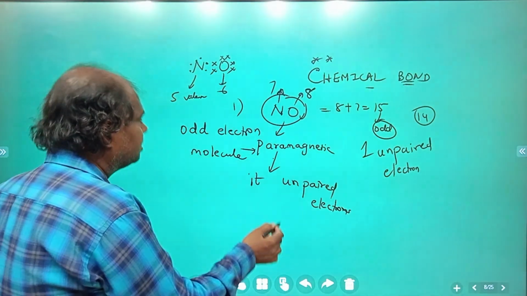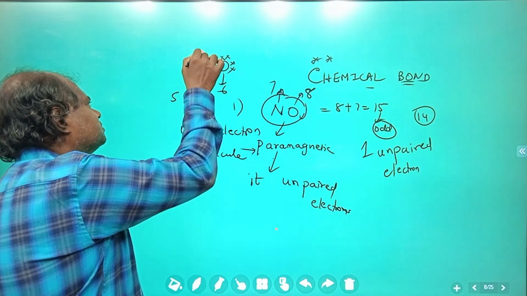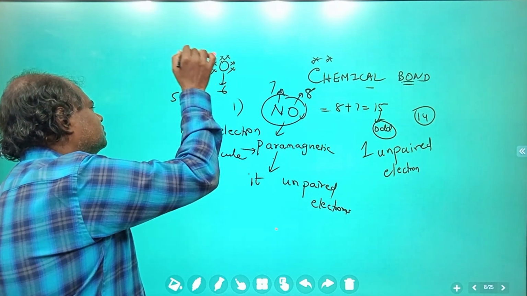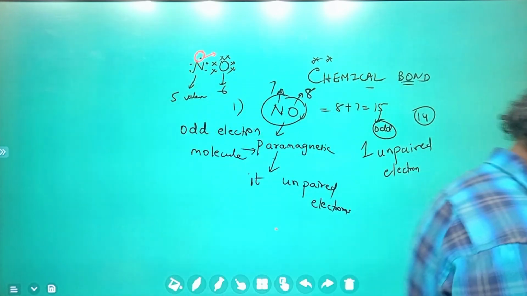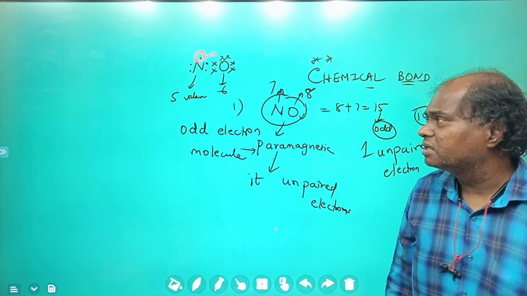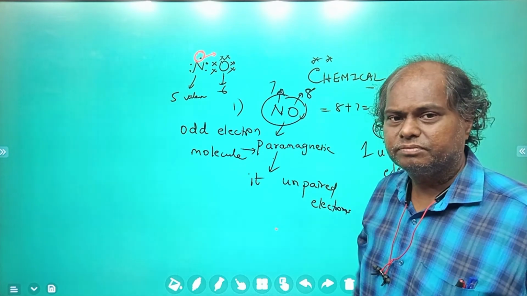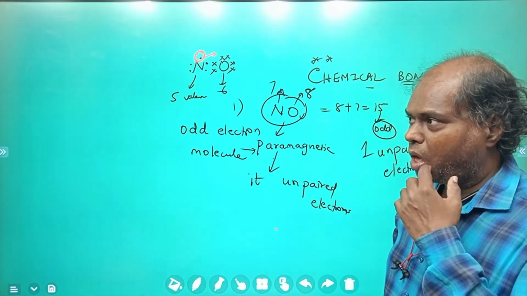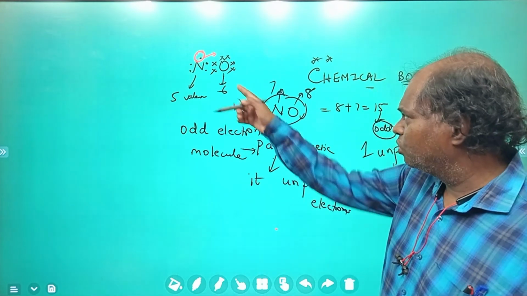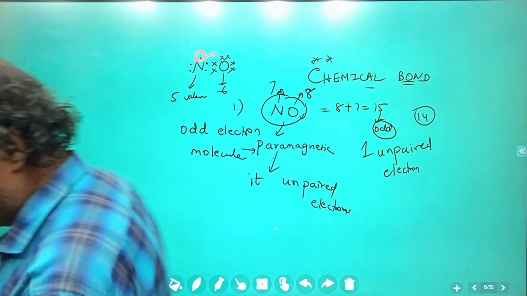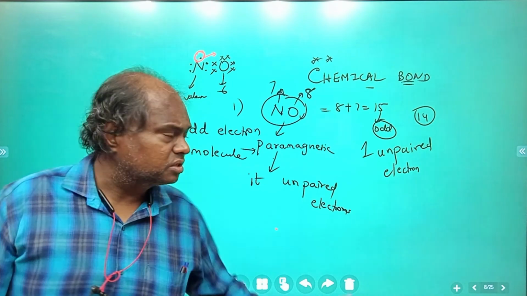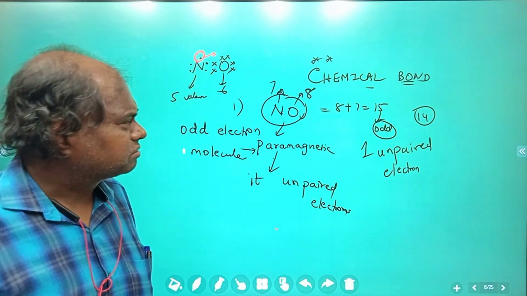You can see very clearly there is an odd electron here. I have shown it with the red color. So there is one unpaired electron. Clear? So students, you can do it by this also, you can do it by this also.